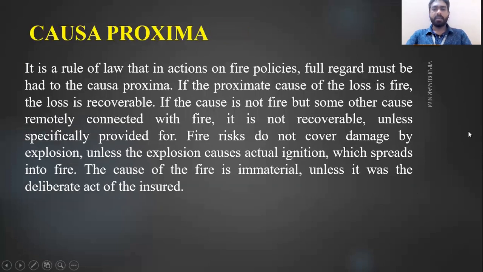Then another term related to risk and the insurance industry, that is causa proxima. You might have heard about this term in your previous classes. Anyway, I will explain. Causa proxima simply means proximate cause. That is the real meaning of causa proxima. Actually, it is a Latin term. So causa proxima means proximate cause.